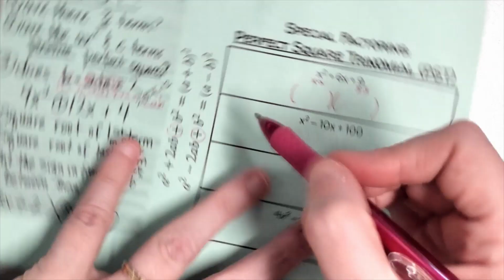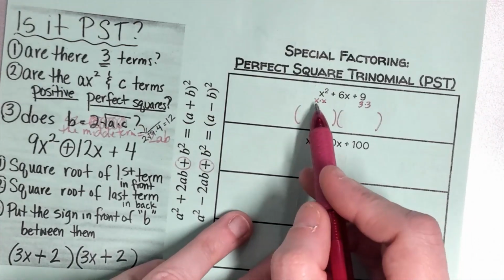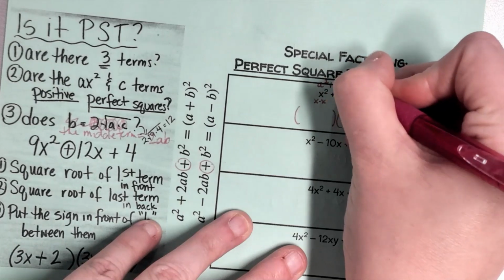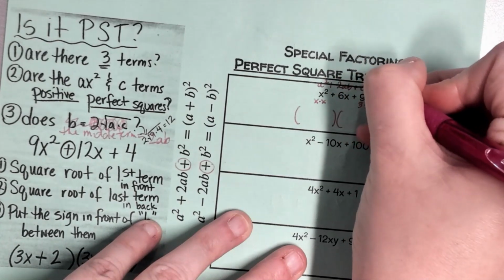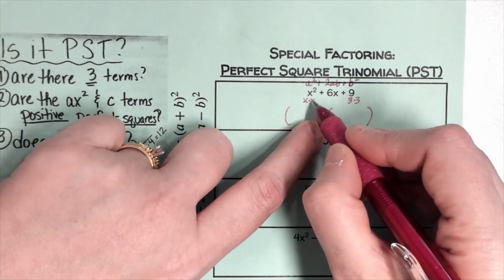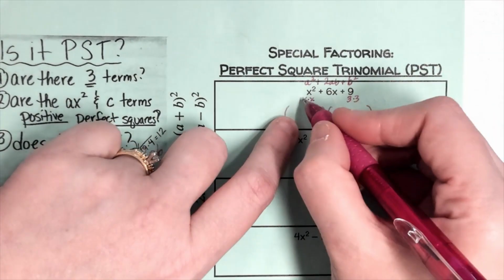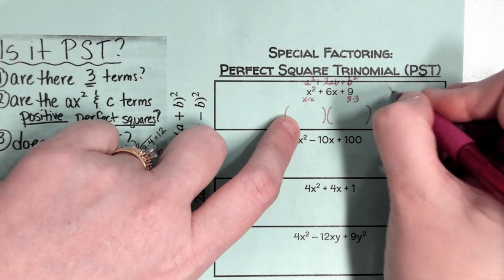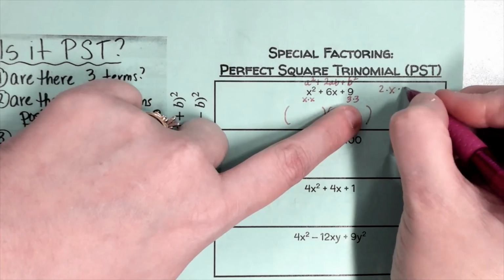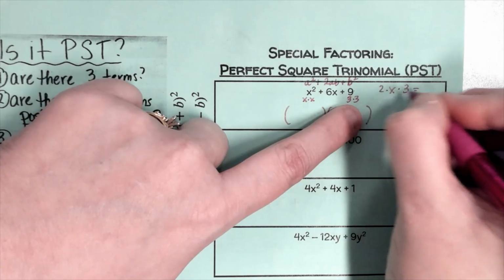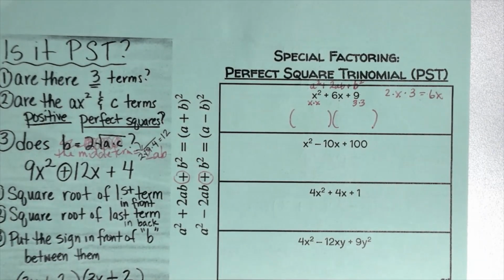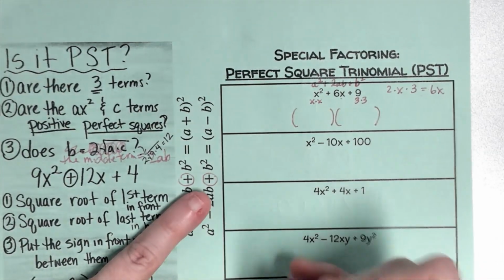Now, it says, in this right here, the middle term should be 2ab, and it's calling this a squared plus 2ab plus b squared, right? So what I should see here is 2 times a times b. Well, to find a, I take the square root, which is x. So 2 times x times the square root of the last term, which is 3. 2 times 3 is 6x. Do these two match? Yes, I have a perfect square trinomial. So the strategy is this.